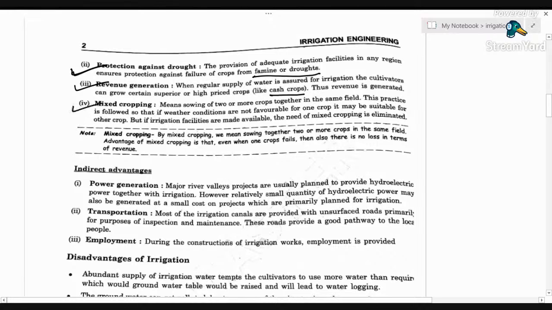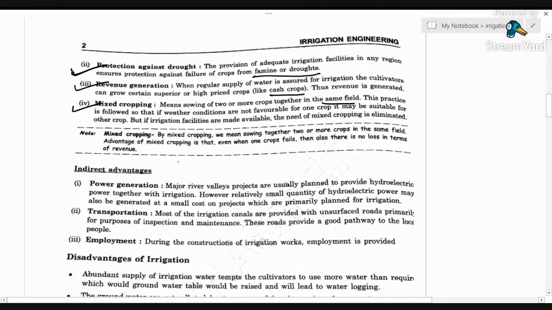Fourth one is mixed cropping. Mixed cropping means if you are sowing two or more crops in a particular area or in a particular time, on the same place, that is called mixed cropping. Okay, but practically mixed cropping actually we are avoiding by irrigation. Means what? Suppose in a particular field you are sowing two crops, you decide, if rainfall will be adequate, then this crop will live, otherwise this crop will die. So in order to avoid such condition, we are also going for the mixed cropping condition.